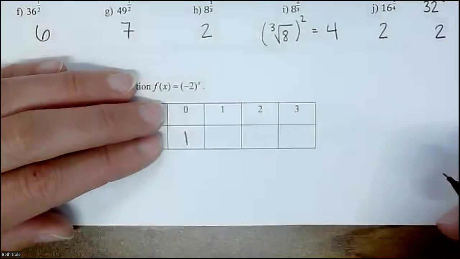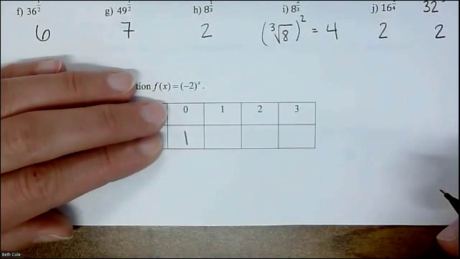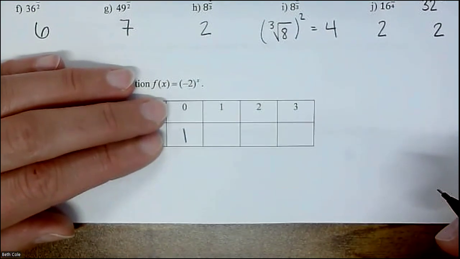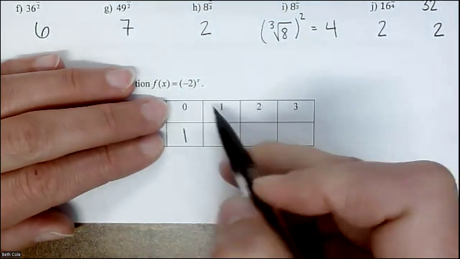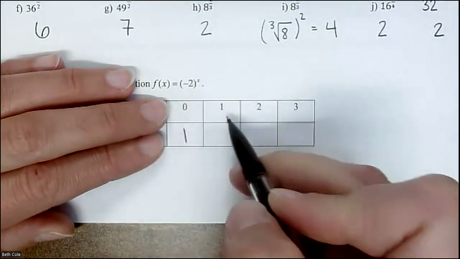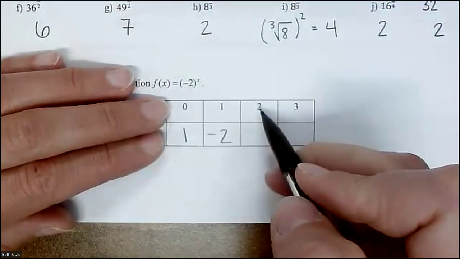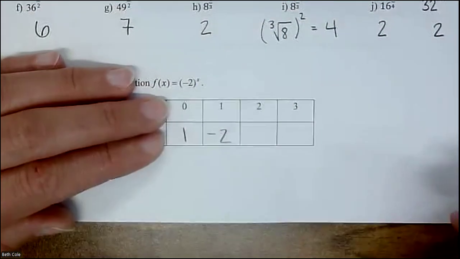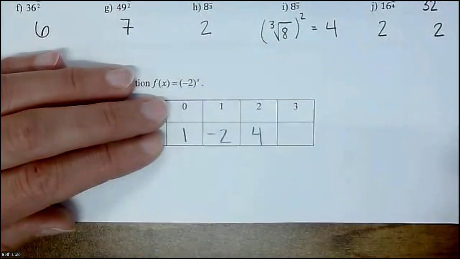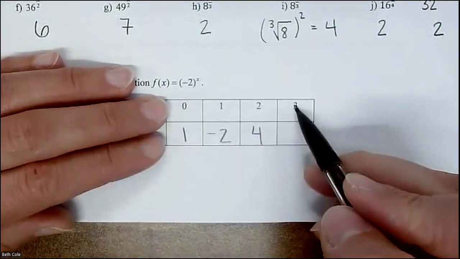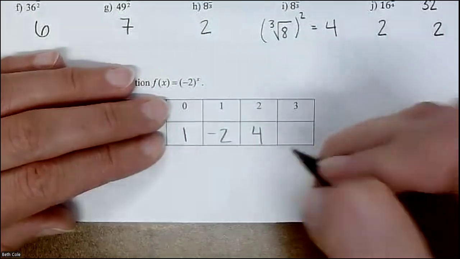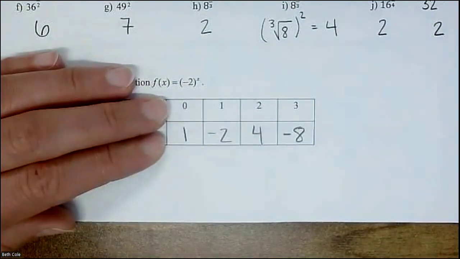It is 1. Any number in the world to the 0 power gives you 1. Okay? Now, if you plug in 1 for this, -2 to the 1st is just -2. If you plug in 2, -2 squared is +4. -2 cubed, good, perfect. You all came with me on that.